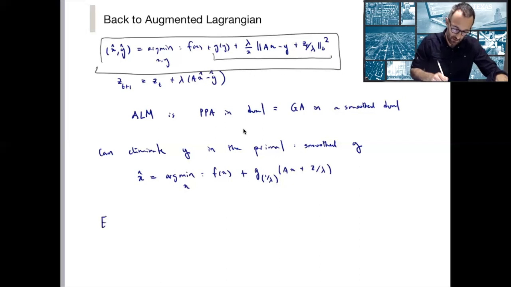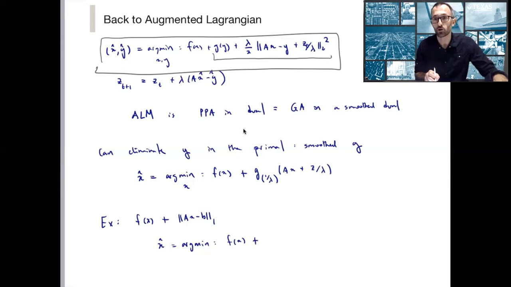As an example of this, let's think about minimizing a function f of x plus a non-smooth term. This is the one norm, so basically an absolute value. So then x hat in an augmented Lagrangian version of this is the argmin of f of x plus whatever the smoothed version is of the one norm of Ax minus b. And we already saw that the smoothed version of an L1 norm is this Huber loss function.